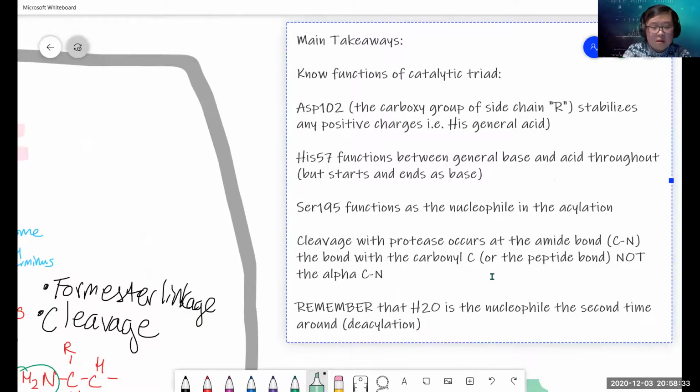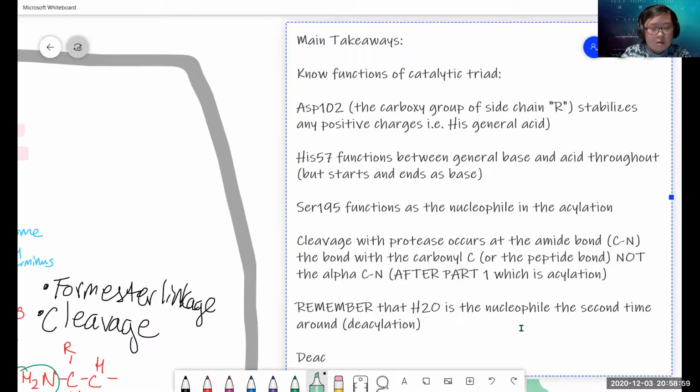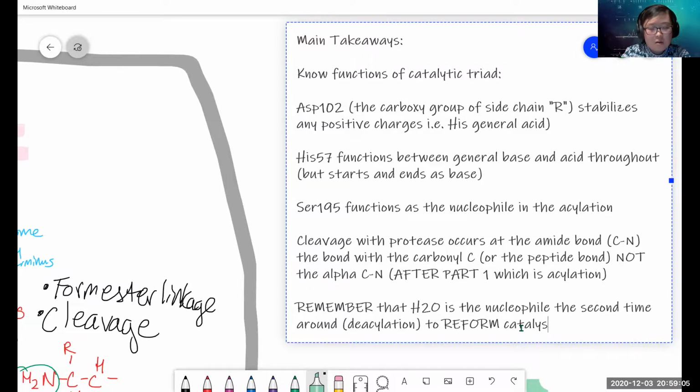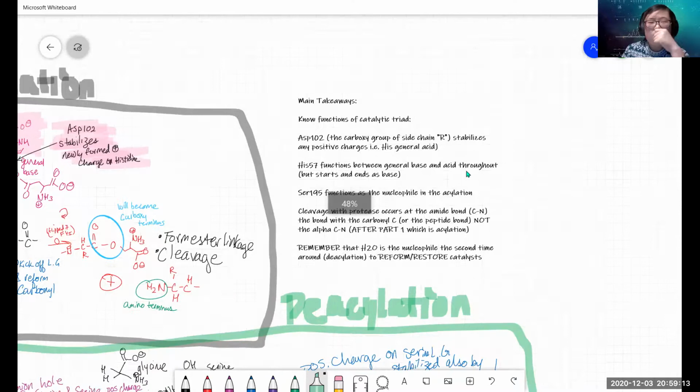And this happens after part 1, not part 2. Part 2 is just restoring the catalysts. Part 1, which is the acylation, and then the deacylation. Restore it, yeah. So I think maybe this helps.